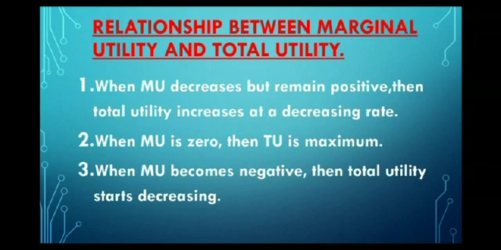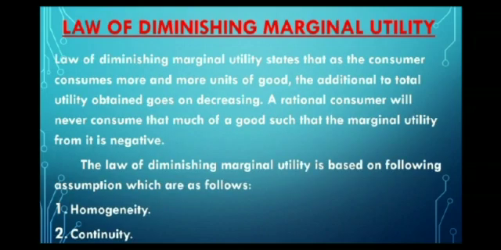Next, law of diminishing marginal utility. Other things being equal, the law of diminishing marginal utility states that as more and more units of a commodity are consumed, marginal utility derived from subsequent units of the commodity goes on decreasing. According to Alfred Marshall, the additional benefit which a person derives from a given increase of his stock of a thing diminishes with every increase in stock that he already has.